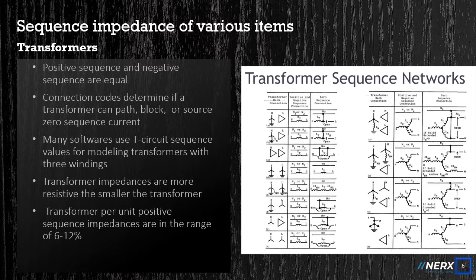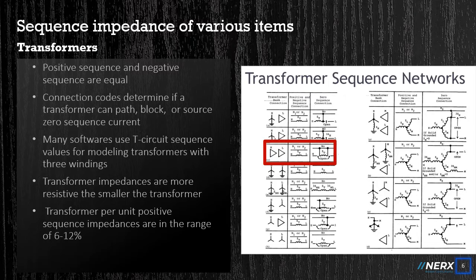Transformers are passive components like cables and conduits. Both their positive and negative impedances are equal. Their zero-sequence impedances are often estimated using rules of thumbs. What makes transformers very different from the other items we talked about is that how they are wired can determine if they block, path, or source zero-sequence current.